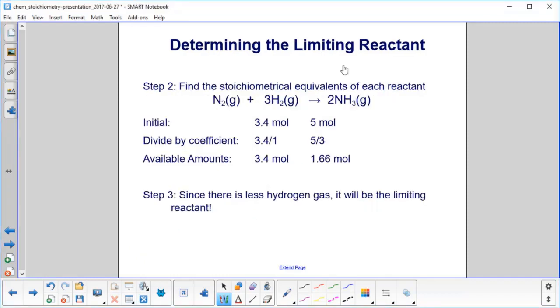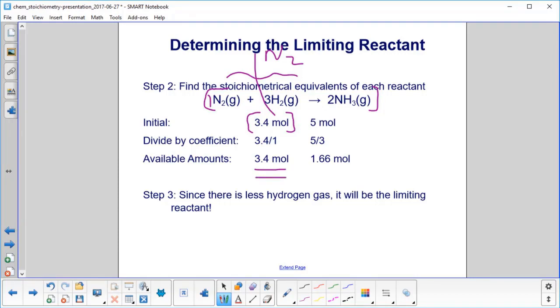Step 2, again, following our process. Find the stoichiometric equivalence of each reactant. So how do we do that? Here's our balanced chemical equation. We take the moles of each one. This here is nitrogen. So let's label that nitrogen. We found on the previous slide there are 3.4 moles. We divide it by the stoichiometric coefficient in front of the nitrogen, which is 1. 3.4 divided by 1, 3.4 moles.